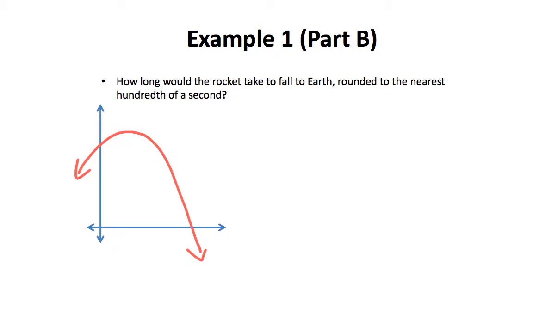We already know that the initial height was 3 meters. However, we want to figure out how long it takes for the rocket to fall to Earth. In other words, we want to find the x-intercept, one of the x-intercepts of the parabola. And don't forget that on the y-axis you have height, and on the x-axis you have time. Let's rewrite our equation from the previous question.